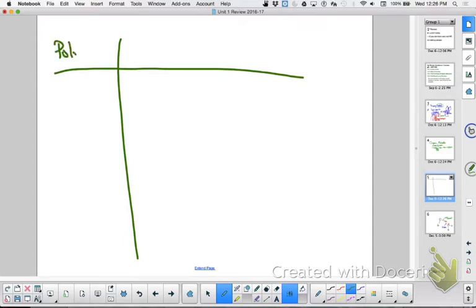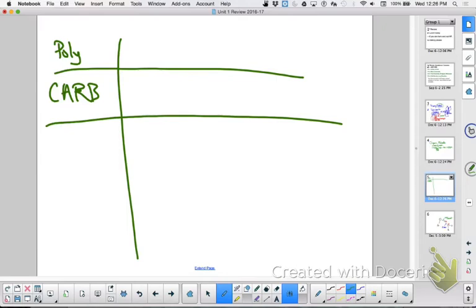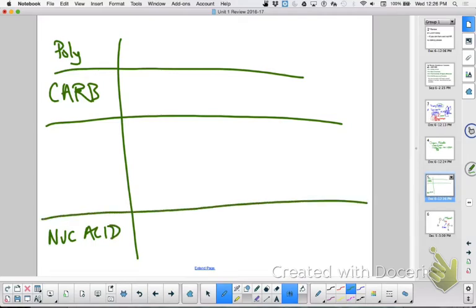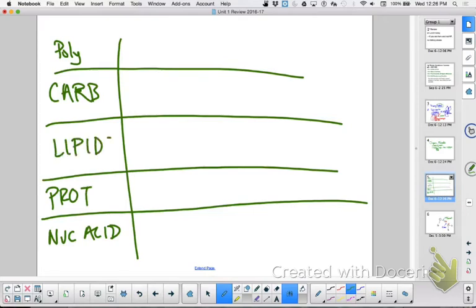So if I say the polymer is carbs, what was our other polymer? Nucleic acids. What else? Amino acids, proteins. What was another one? Right? So here I know some carbohydrates. If this is the polymer, what's the monomer? What are carbs built out of? Monosaccharides. What's another name for those? Sugars. Do I remember what those sugars are? Glucose. It's in a lot of them. What else? Galactose. And what's another one? Fructose. Those are the three monomers, right?